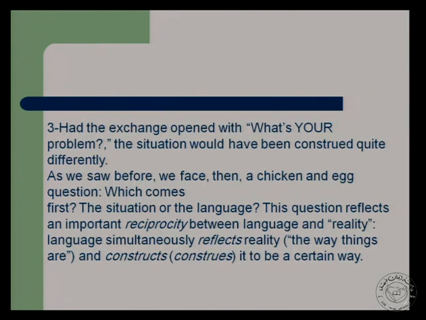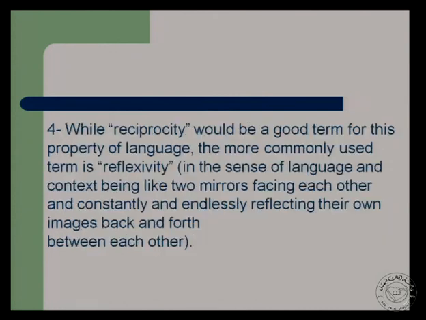Reciprocity, from which I derive the adjective reciprocal, between language and identity. A reciprocal relation between language and reality. Language simultaneously reflects reality, reflects the actual relation found between you and the interlocutor, the real relation between you and the people with whom you are talking. This is very much important, by the way.